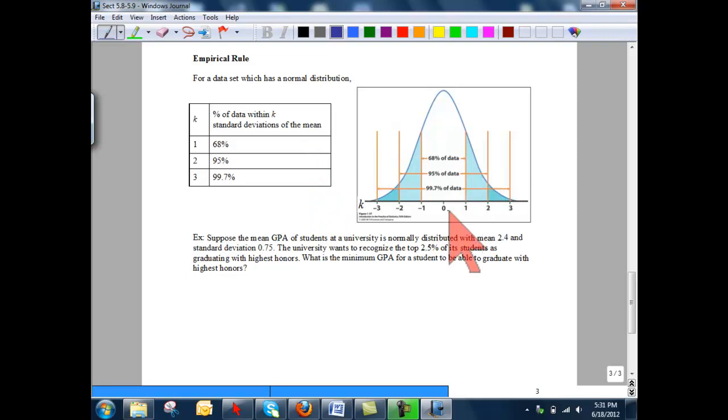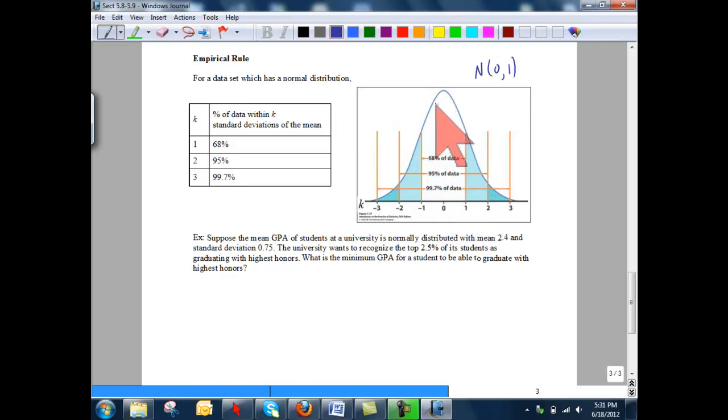Let's look at this picture. I'm drawing a situation where the mean of the curve is 0 and the standard deviation of the curve is 1. But this works for any bell curve. So here's the mean at 0. If I go out 1 standard deviation from the mean, both to the right and to the left, I'm going to pick up 68% of the data. It just has to be.